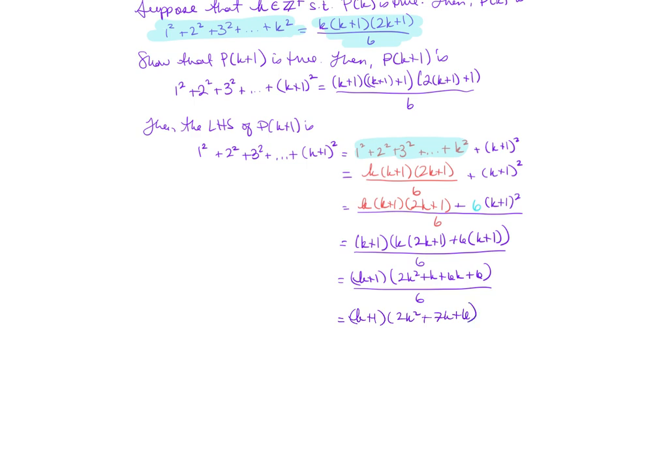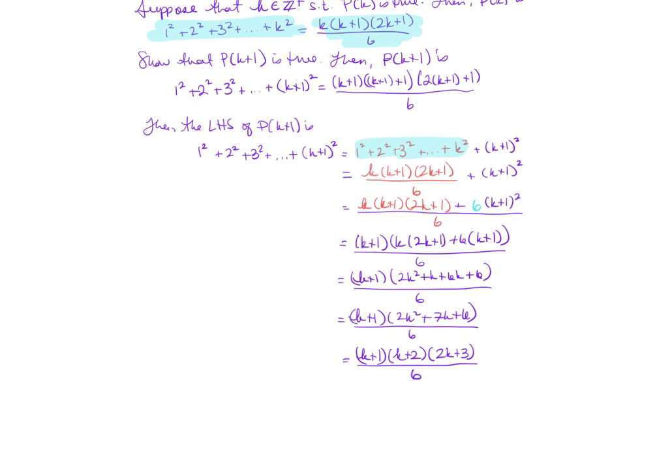And if you wanted to use the AC method, you would say what multiplies to give me 12 and adds to give me 7, and you would use 3 and 4. And when you do either the AC method or the guess and check method, you end up with k plus 2 and 2k plus 3, all over 6.